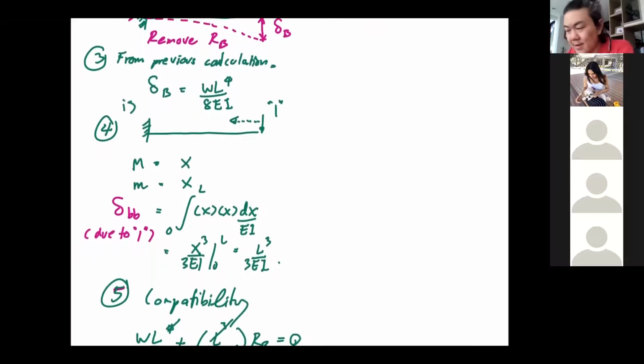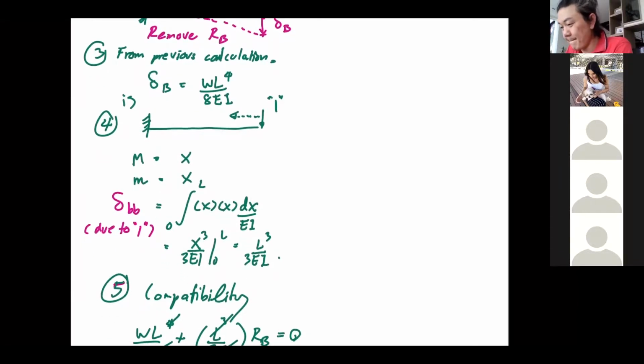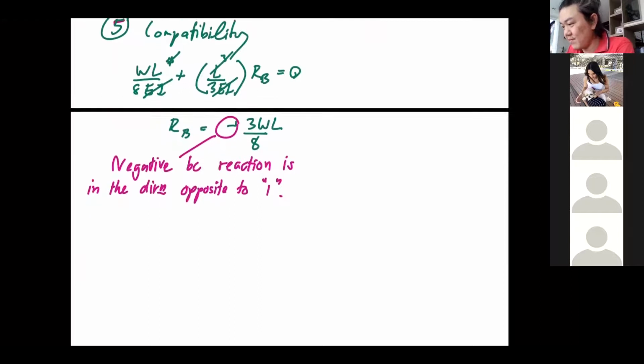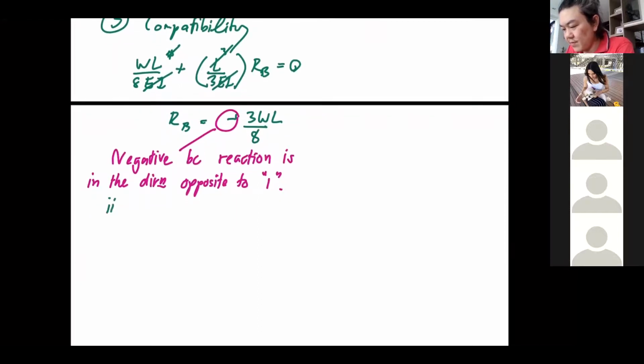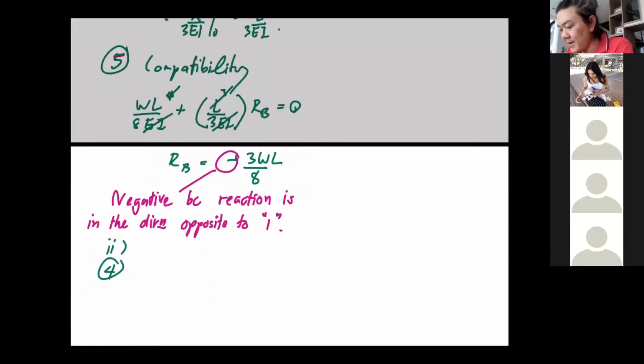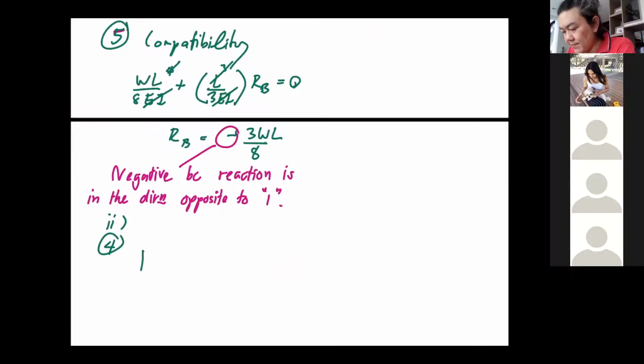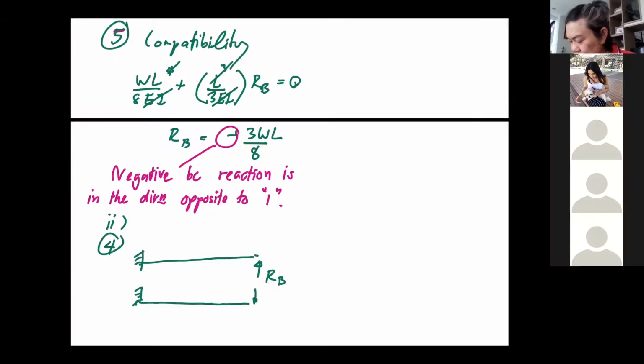Let me show you another way. So we repeat step number 4. Instead of looking at that, now I have the reaction RB instead. So to calculate this, I apply the unit load.